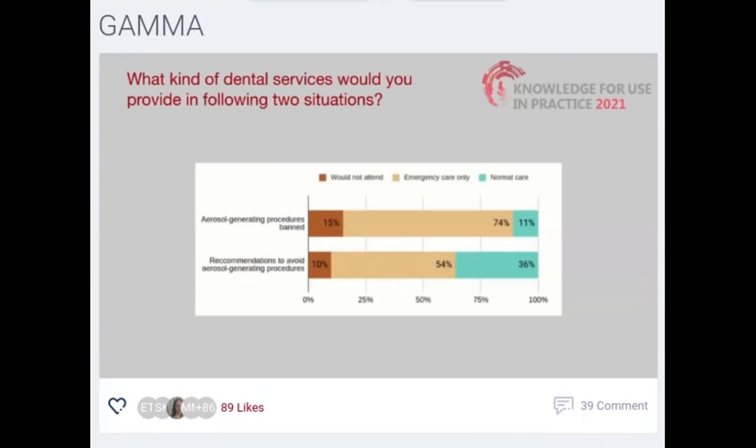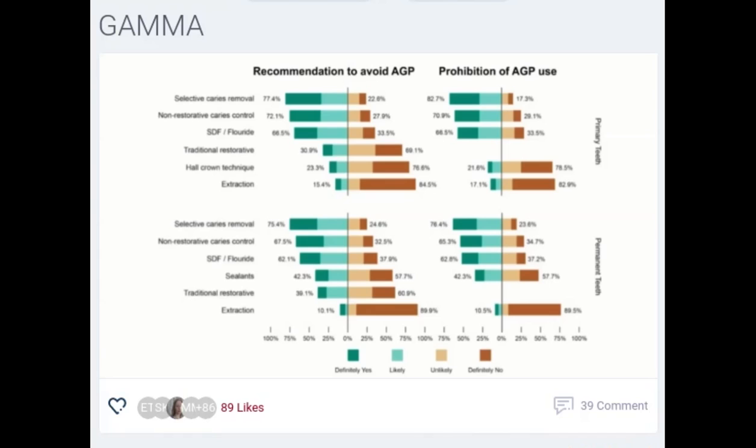But now let's see the third part of the questionnaire, where we asked what they would do during the pandemic situation, and what kind of dental services dentists would provide in case of banning aerosol generating procedures or in case of recommending to avoid those aerosol generating procedures. And we see that if we ban those aerosol generating procedures, then only 11% would give normal care to their patients. So it would be preferable to give just a recommendation.